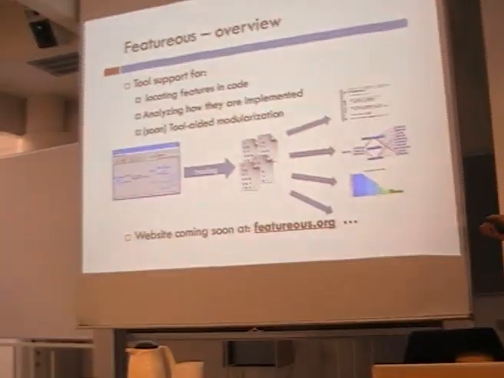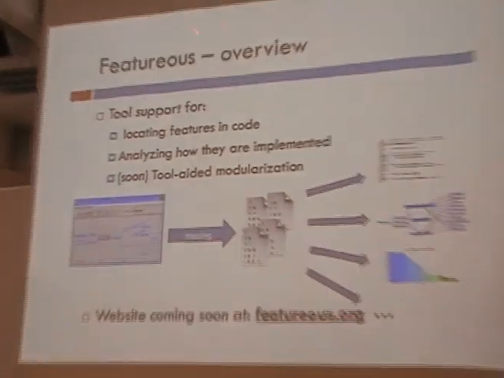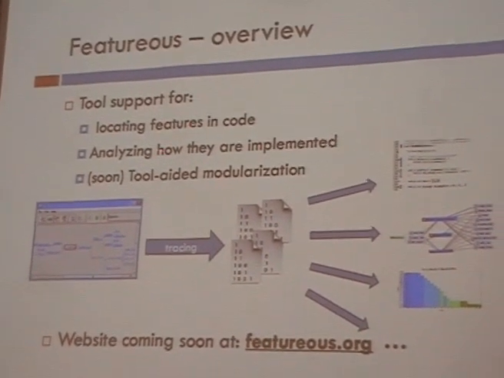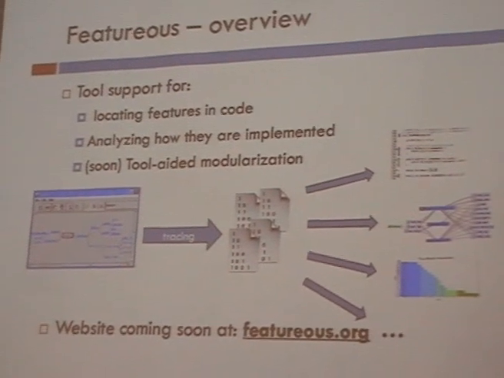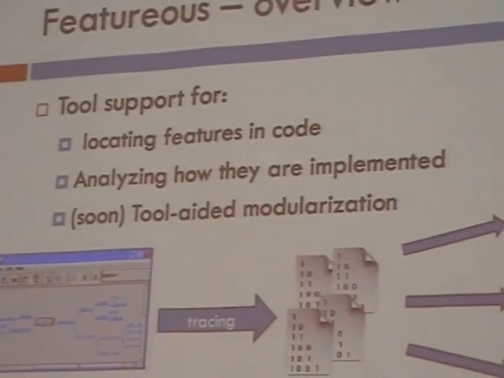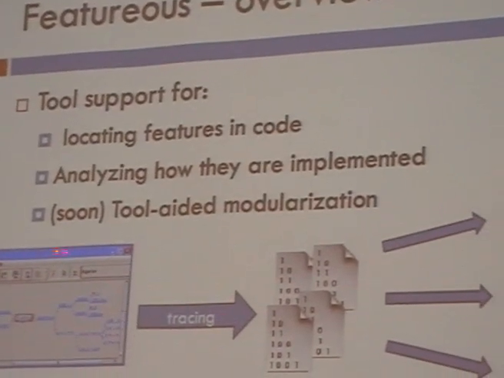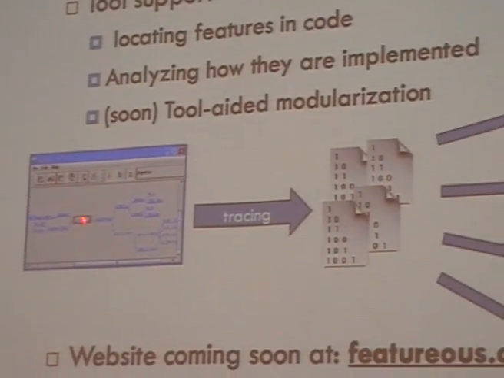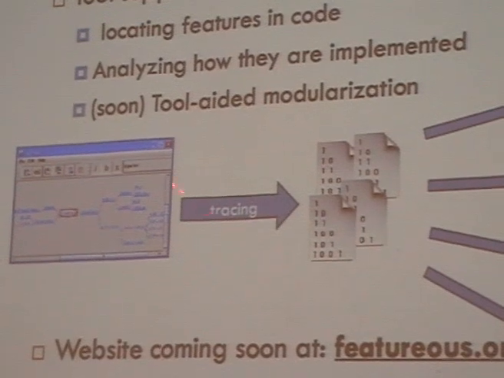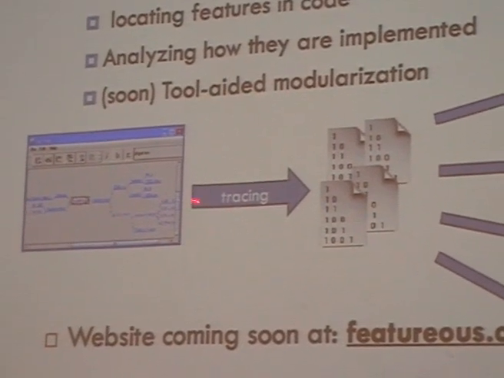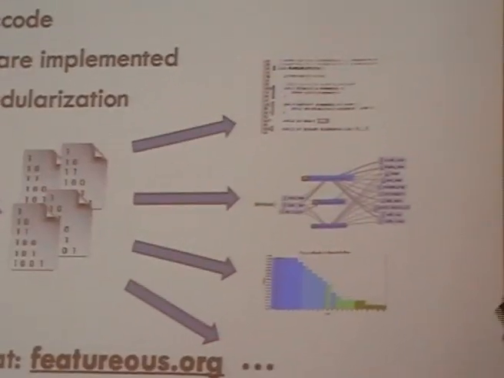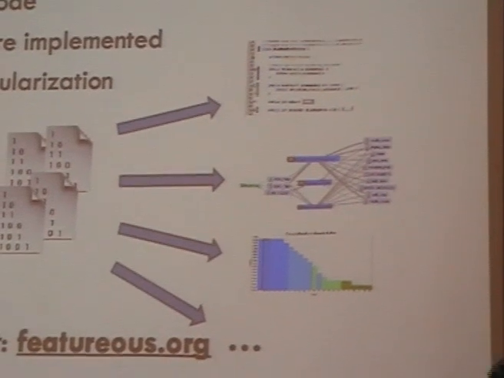So the overview of the tool that I will show is that it's called Featureous, and it has two main things. It allows you to locate features in unfamiliar code and analyze how they are implemented. The location part is done by just preparing a program, which I will show you how to do in a moment, and running it. We have implemented an AspectJ tracer tool that traces the execution of the program, and it produces feature traces that basically show which parts of the program participate in which features.